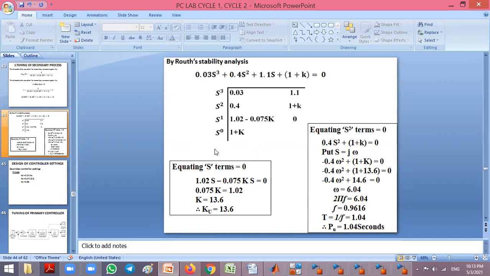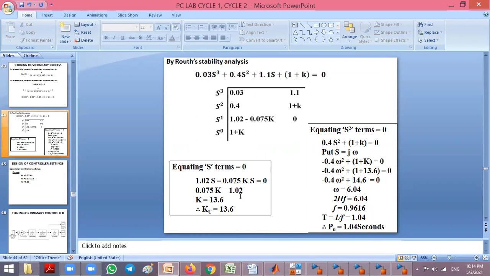Now you equate the S terms to 0. The S terms means the S power 1 terms. So here you have only 1.02 minus 0.075K. The other term is 0 here, so it is just equal to 0.